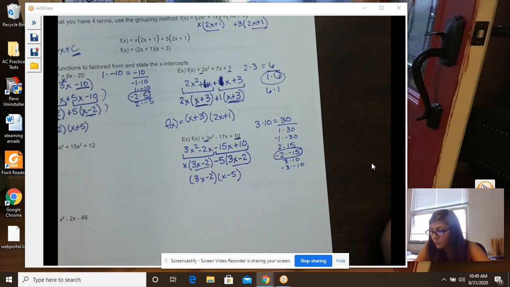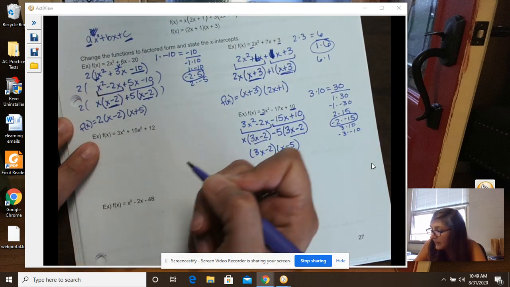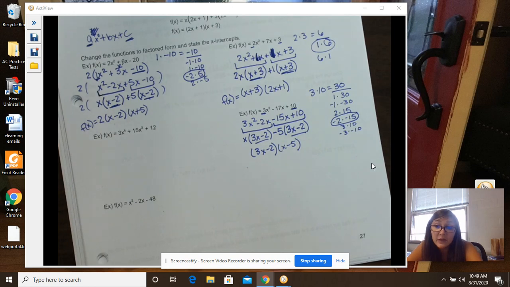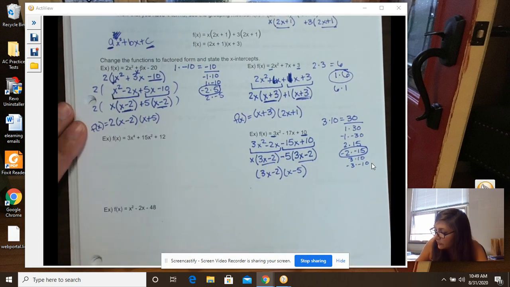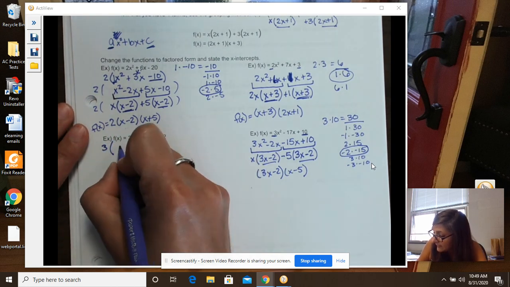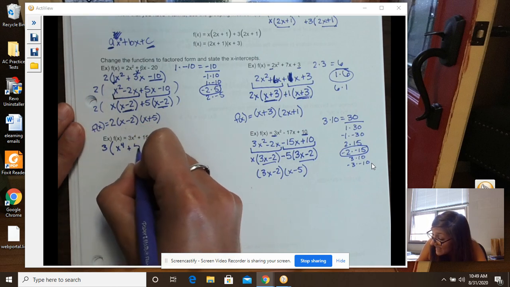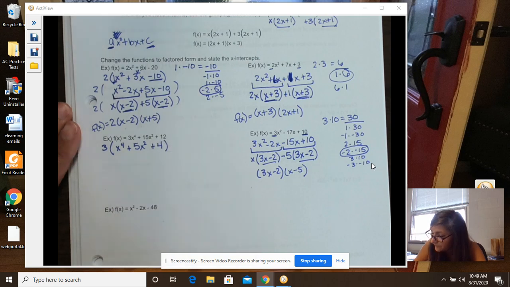Let's take a look at just one more together. So let's take a look at this guy here. 3x to the fourth plus 15x squared plus 12. This is another problem where we have a GCF to start. So all of these terms are divisible by 3. I need to pull that out before I do anything else. Okay, so I would have x to the fourth plus 5x squared plus 4.